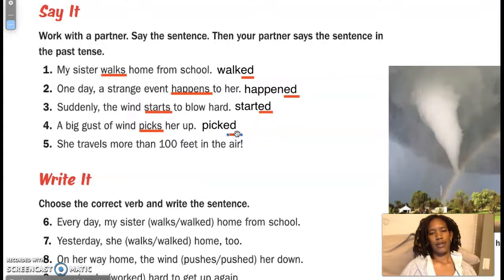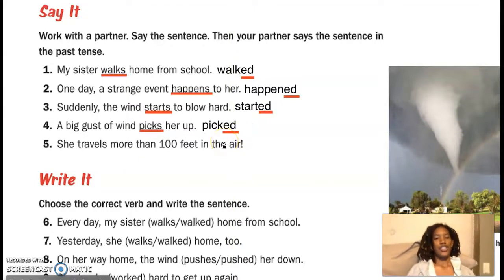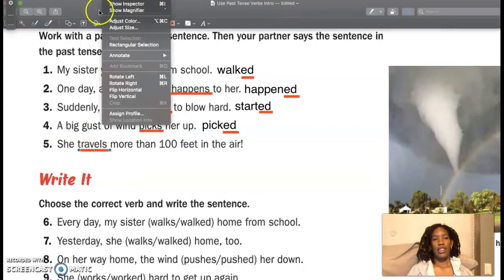D. There we go. Picked. Number 5, she travels more than 100 feet in the air. The verb here is what? If you said travels, you are correct. All right.